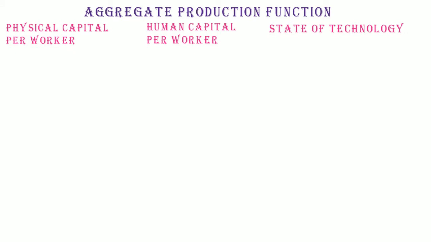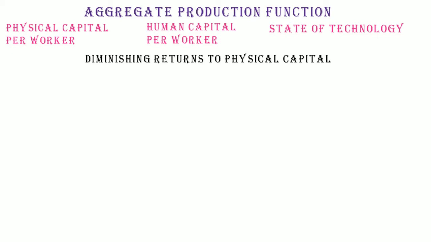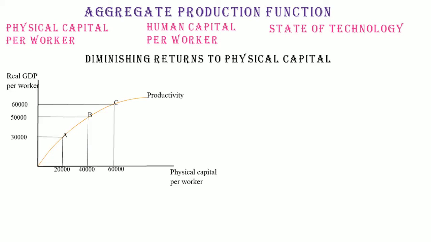We need to know a fact that the aggregate production function exhibits diminishing returns to physical capital. That is, when the amount of human capital per worker and the state of technology are held constant, each successive increase in the amount of physical capital per worker leads to a smaller increase in productivity. A hypothetical example of how the real GDP changes as the physical capital changes, with the other two factors remaining constant, is shown in the graph.